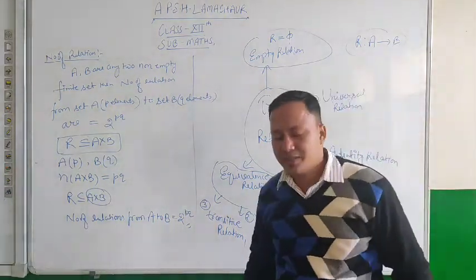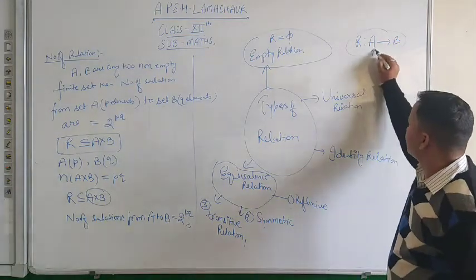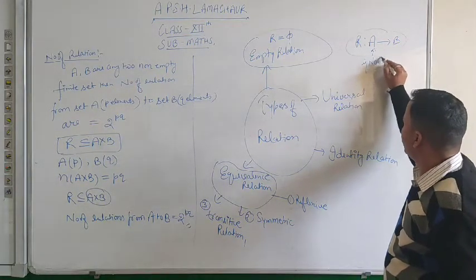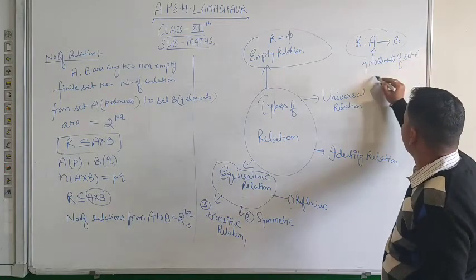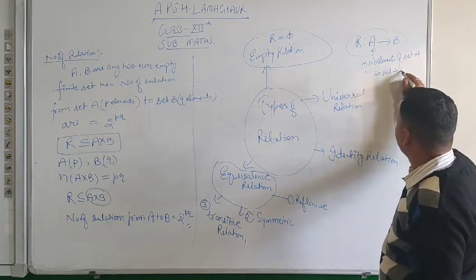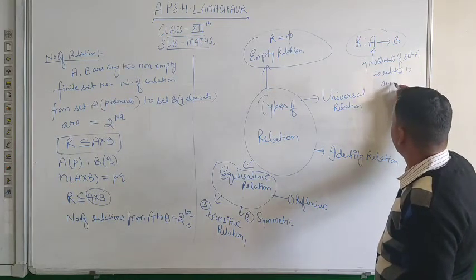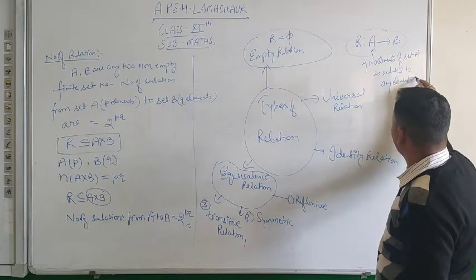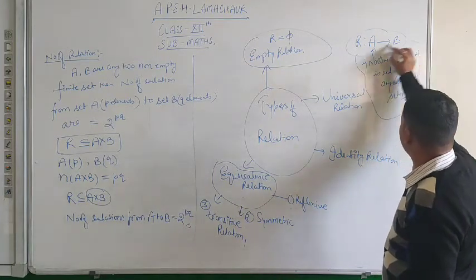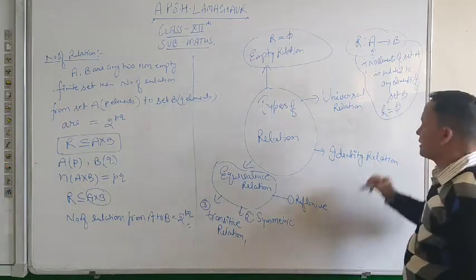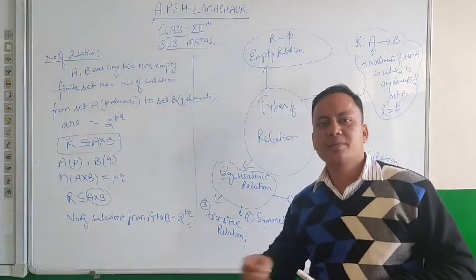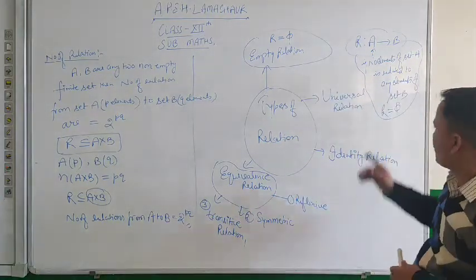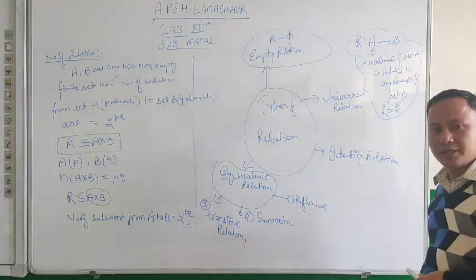Okay. So what is empty relation basically? If no elements of set A is related to any element of set B, then only we can say the relation is empty relation. Okay, are you getting my point? अगर सेट A का कोई भी एलिमेंट सेट B के किसी भी एलिमेंट के साथ रिलेटेड ना हो, in that particular case we can say the relation is empty relation.